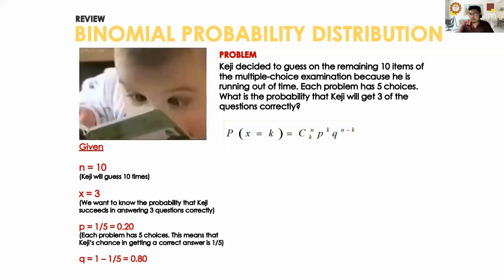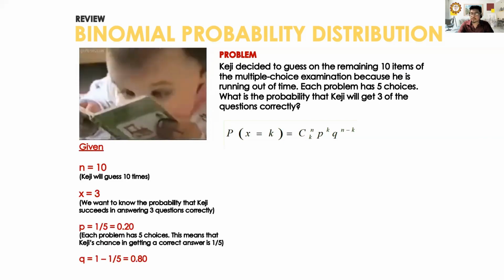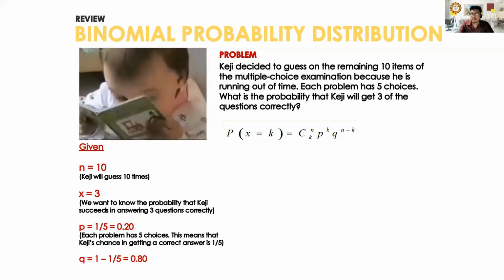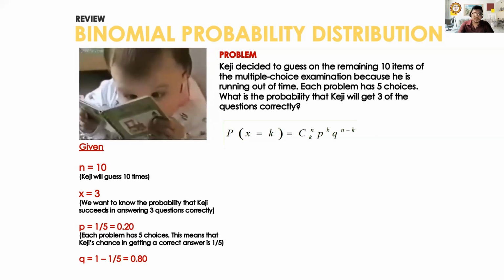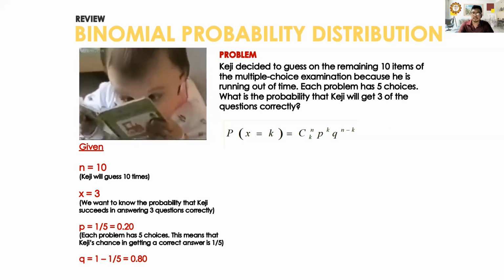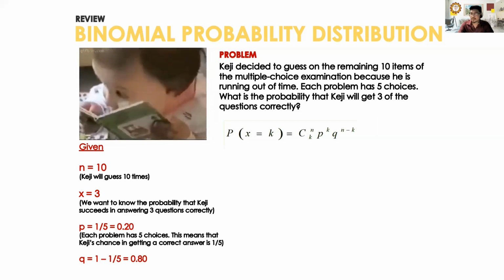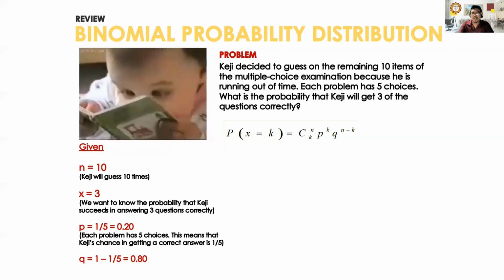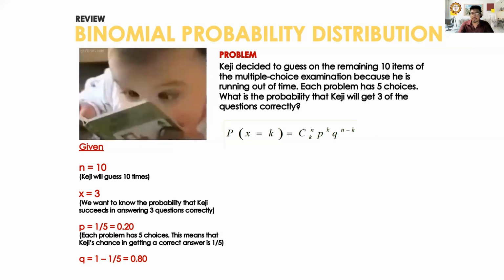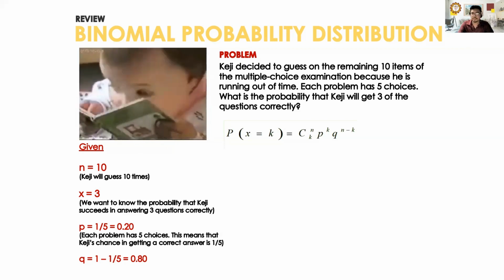Let's go ahead and define what the given values are in this problem. So our n here is 10. Keji will guess the answer 10 times. And then our x here, what's being asked in the problem, is 3. We want to know the probability that Keji succeeds in answering 3 questions correctly. It's redundant. So anyway, our probability of success is 1/5 or 0.20 because each problem has 5 choices.